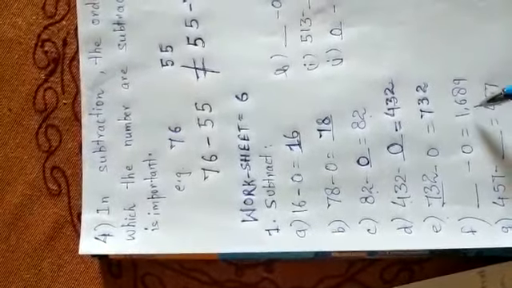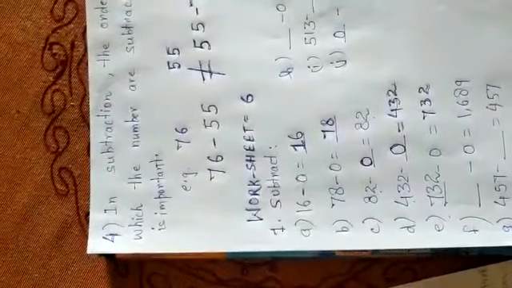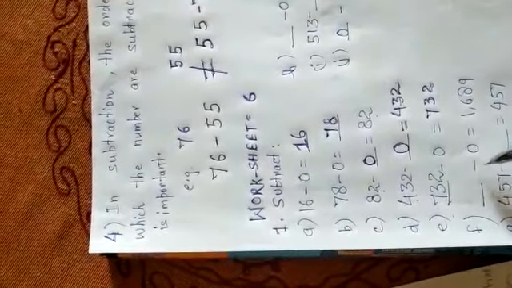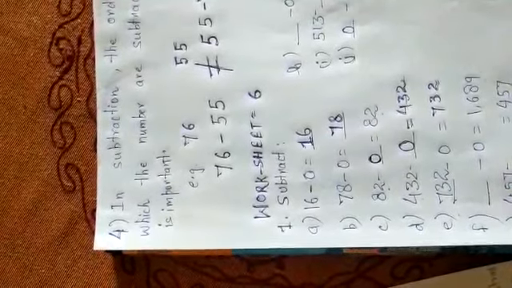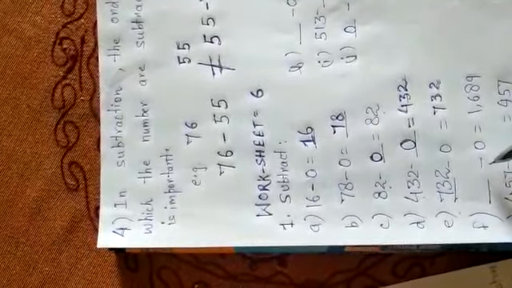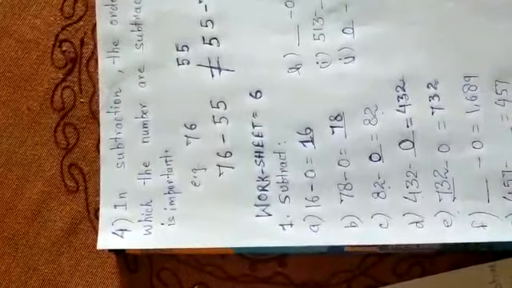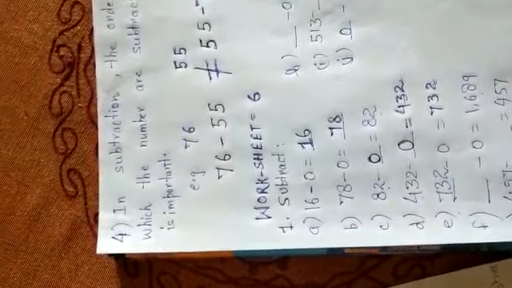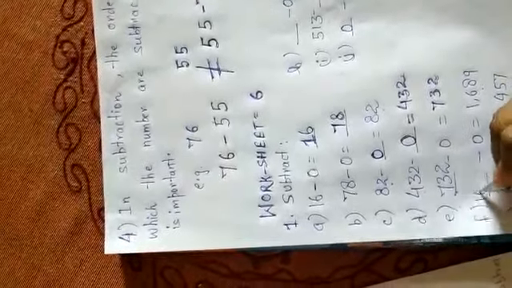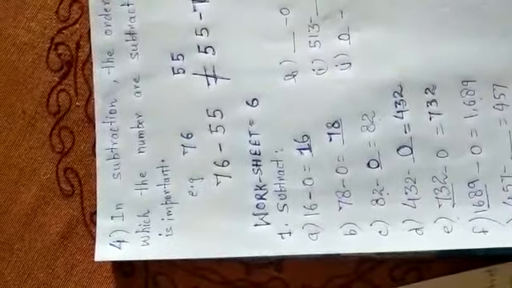0 is subtracted from what to give 1689? Same. 0 is subtracted from which number to give the result 1689? So 0 is subtracted. When a 0 is subtracted from a number, then the difference is the number itself. So here the result is 1689. It means 0 is subtracted from 1689, so that the result is the same, the number itself.